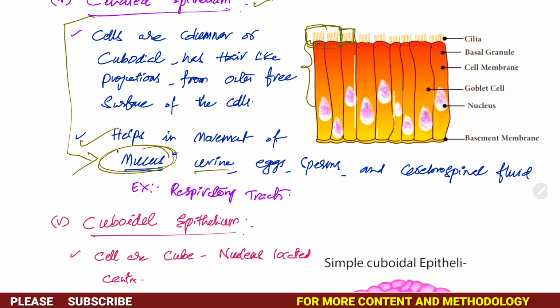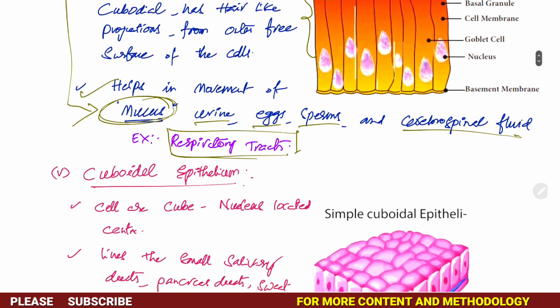It also helps move urine, eggs, sperm and cerebrospinal fluid in particular passages. We can find this tissue in the respiratory tracts, very important, respiratory tracts. Which tissue do we find in the respiratory tracts? Ciliated epithelium, we can find it in the respiratory tracts.